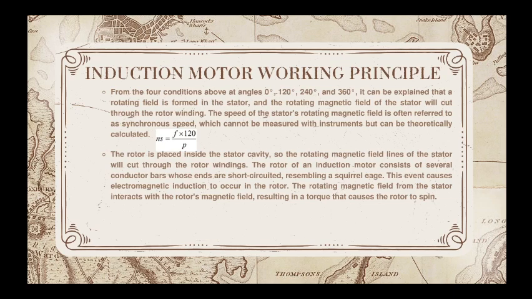The rotor is placed inside the stator cavity, so the rotating magnetic field lines of the stator will cut through the rotor winding. The rotor of an induction motor consists of several conductor bars that are short-circuited, resembling a squirrel cage. This causes electromagnetic induction to occur in the rotor. The rotating magnetic field from the stator interacts with the rotor magnetic field, resulting in torque that causes the rotor to spin.